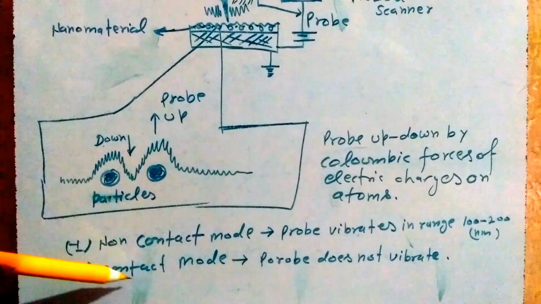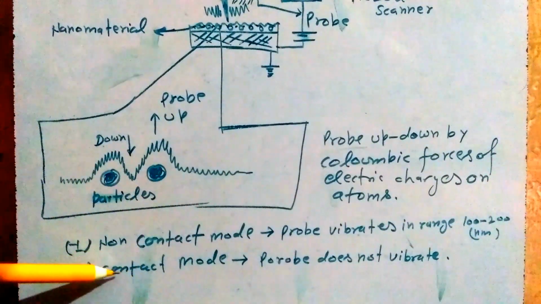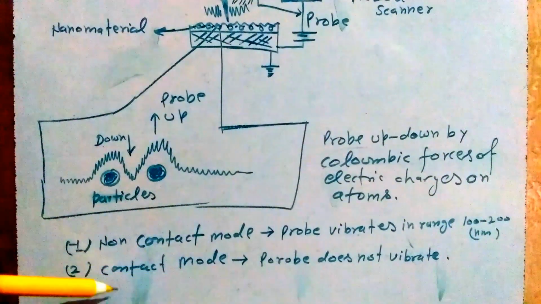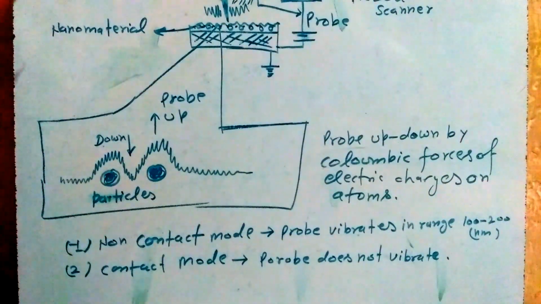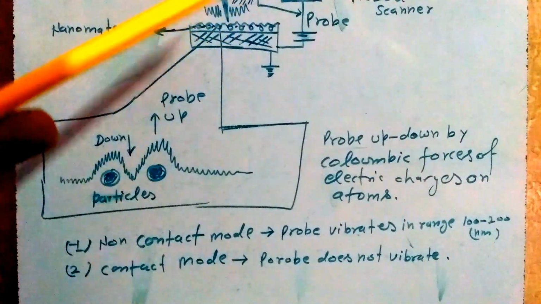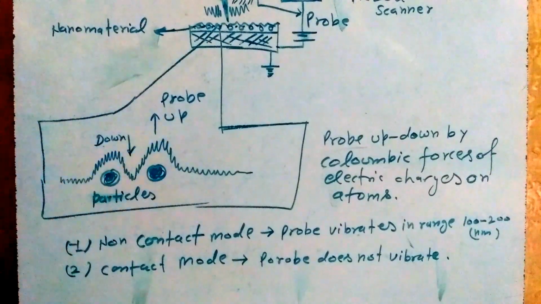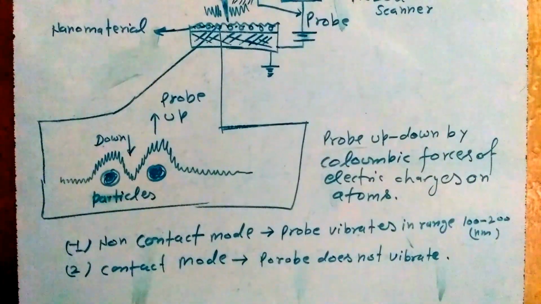If the probe is not vibrating, then there is a contact mode. The probe is in the contact mode. The probe does not vibrate. So the characterization of the nanomaterial by the vibrations or non-vibrations of the probe on the surface of the nanomaterial is detected by topographic recordings, and this graph gives the signature of the surface of the nanomaterial.